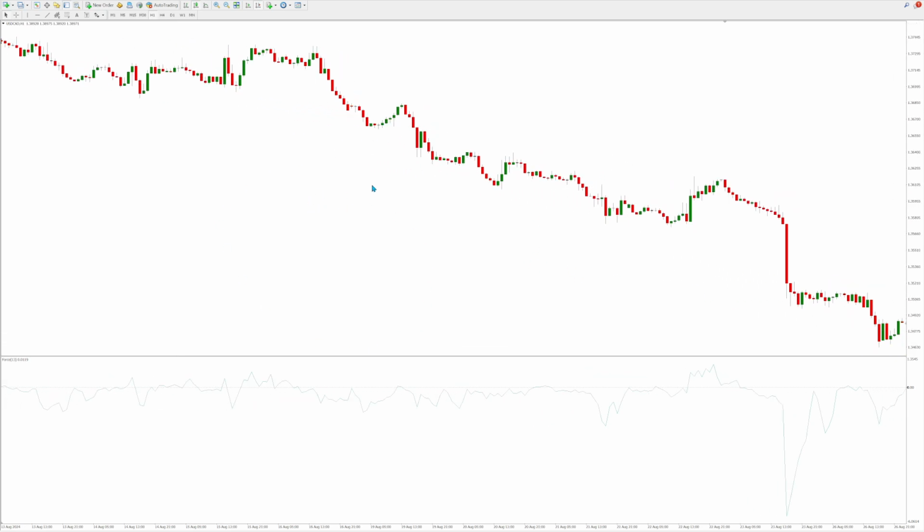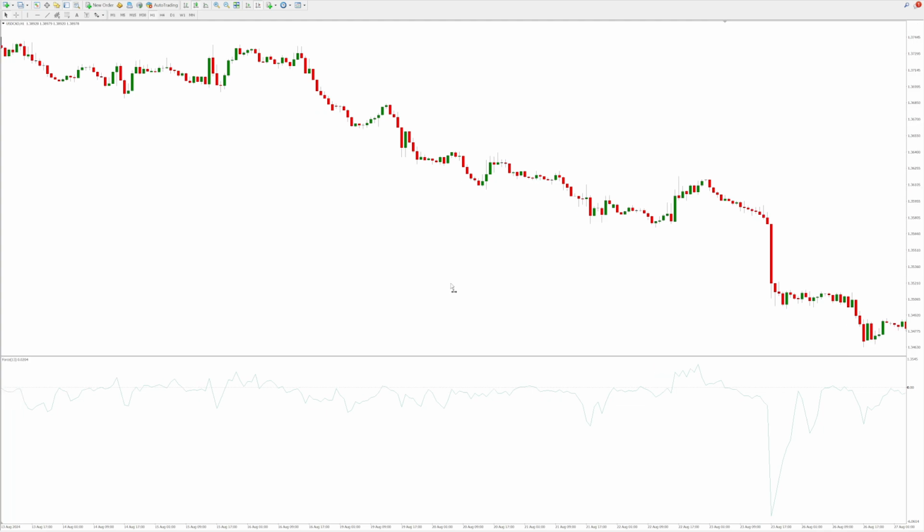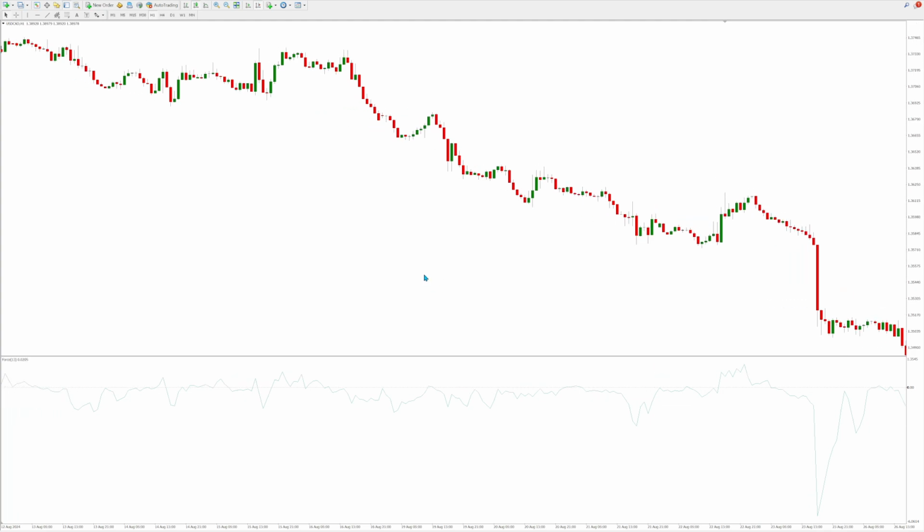So this is the MT4 trading platform I'm using here. Okay, this is a US dollar, Canadian dollar 1 hour chart. Below the chart, you see the force index indicator. I'm using the default period of 13. Okay, so in this video, I'm going to show you how I use this indicator.